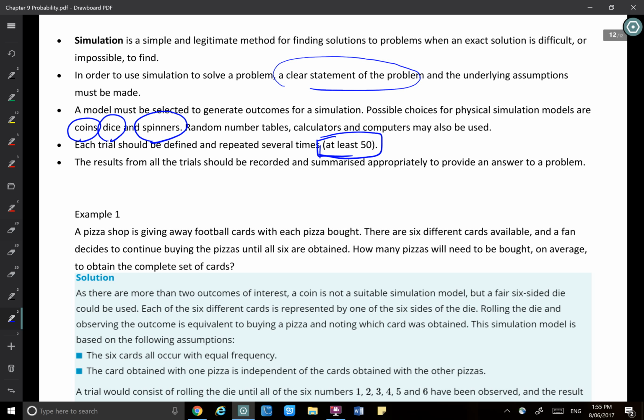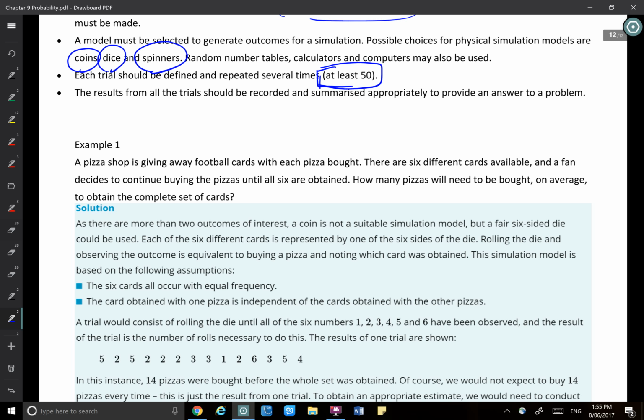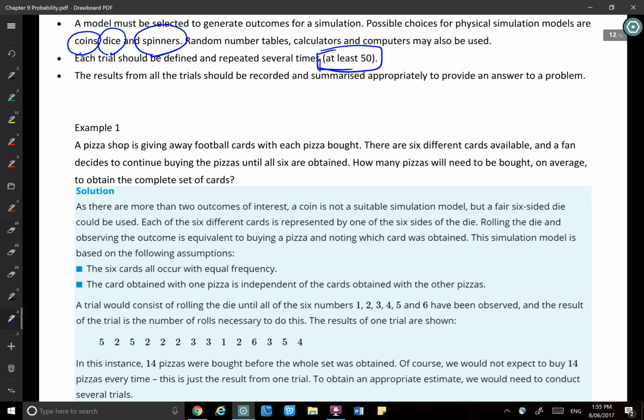So what are we basically trying to do? I think it's better to give you an example here. Just have a read of this example. A pizza shop is giving away football cards with each pizza bought. There are 6 different cards available, and a fan decides to continue buying pizza until he gets all 6 cards. You can keep getting the same cards. Say I already have 5 cards, but the next one is always a repeat. It's hard to get the last one, so I don't know how many pizzas I need to buy. How many pizzas will need to be bought on average to obtain the complete set of cards?